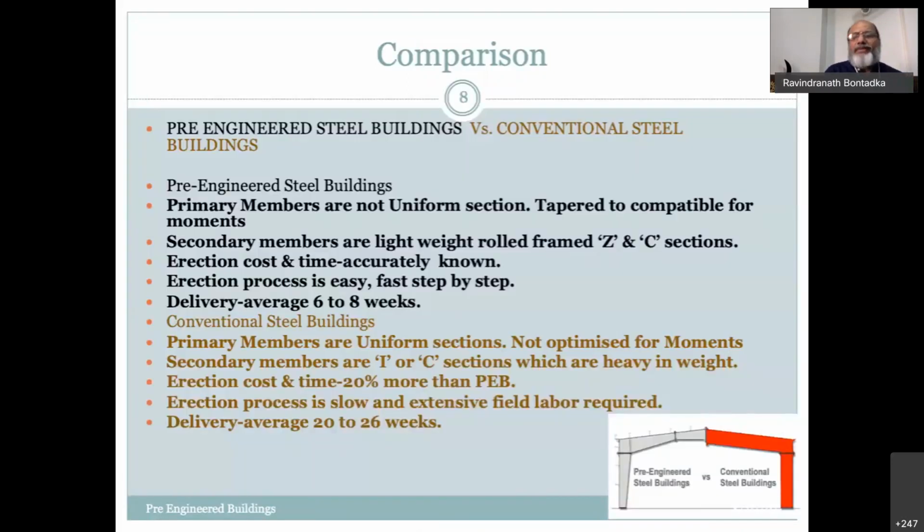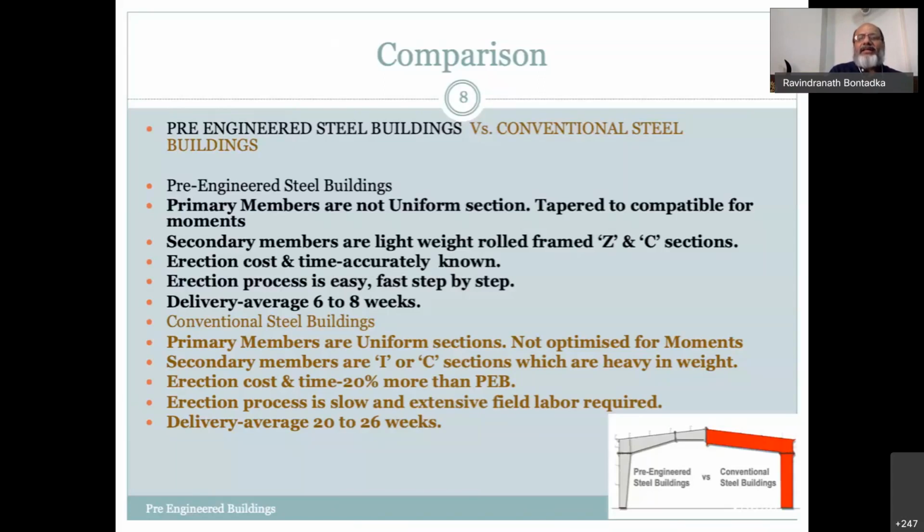So what actually happens in the pre-engineered building? For example, in the conventional building, we use the same cross section throughout, even for the primary member, the rafters as well as the columns. Whereas in the pre-engineered building, it will be a tapered section based on the moment diagram, what the moment is and what section is required. Based on that, we use the sections here. Primary members are not uniform sections, they are tapered for compatibility with moments. Secondary members are lightweight, rolled Z and C sections.